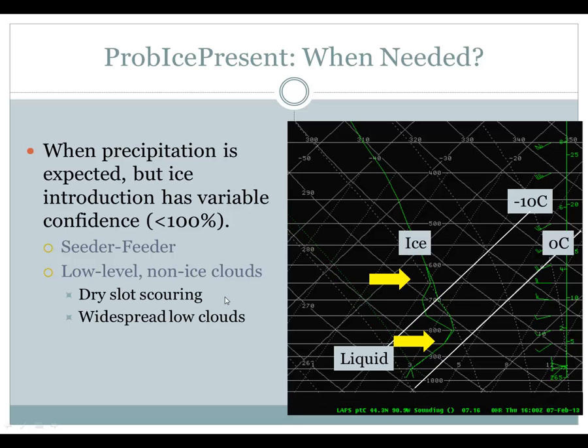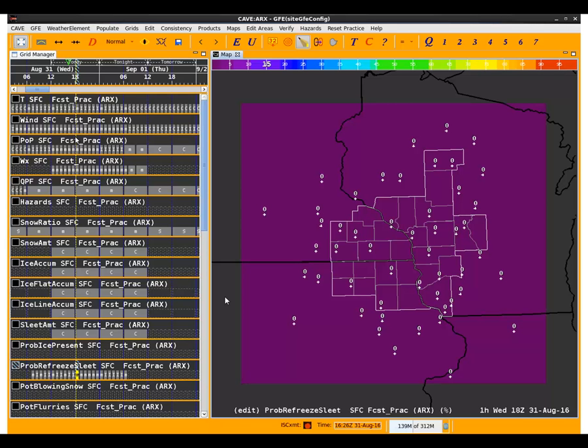The second scenario is low-level non-ice clouds, either a scenario where you have a dry slot moving in and a widespread ice loss aloft, or you just have widespread low clouds, basically a widespread supercooled liquid layer in the low levels and no ice production in that layer. So those are a couple scenarios where you want to consider the probability of ice present use.